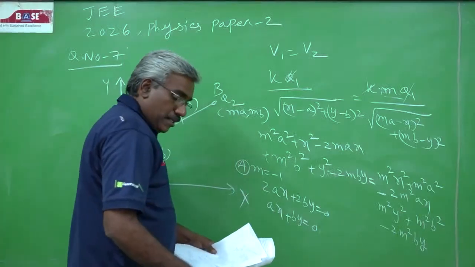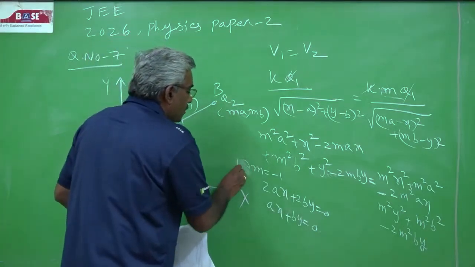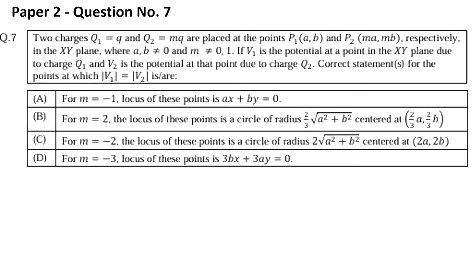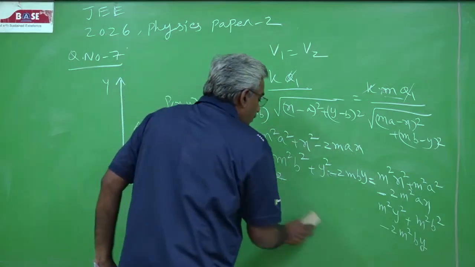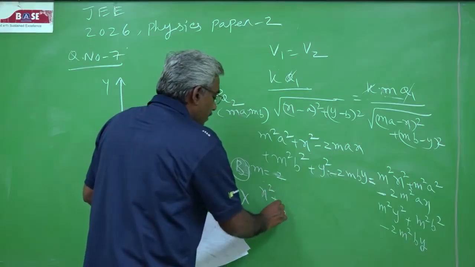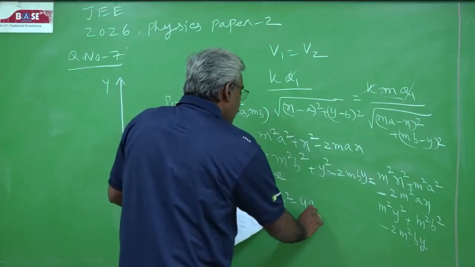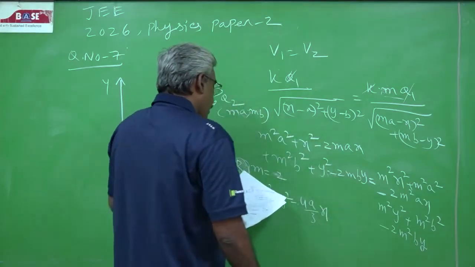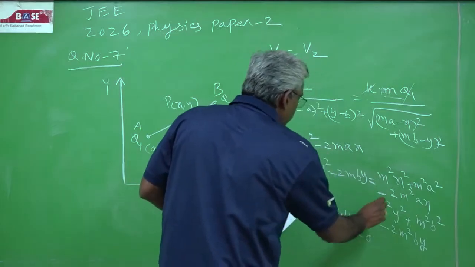So in option B, what they say, m is equal to 2. Yes, option B, let us check it. M is equal to 2. So they are asking the locus, a circle. And for that equation, for m is equal to 2, this is the equation you will get: x square plus y square minus 4a by 3 x minus 4b by 3 y equal to 0.